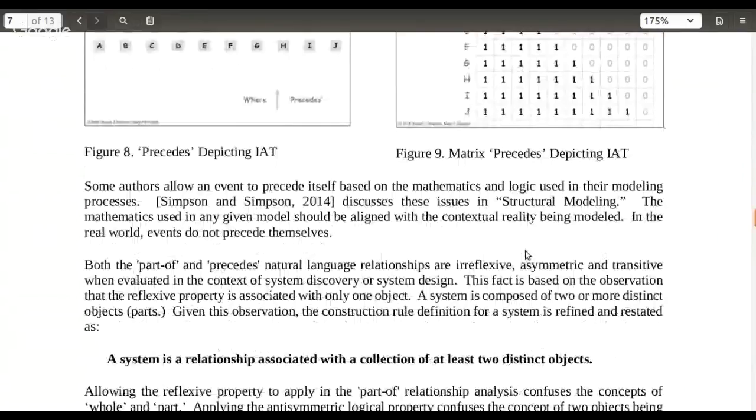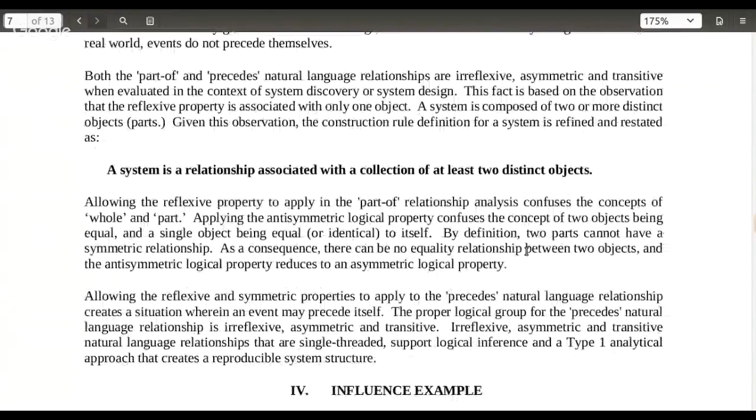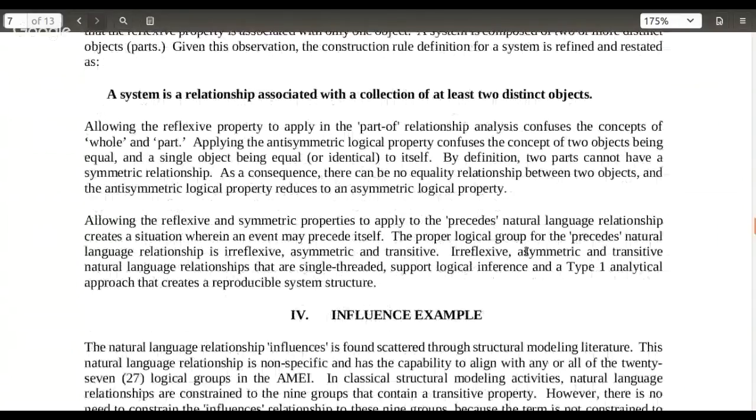So looking at this and thinking about it, we've again refined and restated the construction rule for a system: a system is a relationship associated with a collection of at least two distinct objects. So this helps us a little bit with dealing with the idea of reflexivity only being assigned to one object, and the idea of a part of, and with only one object, right? Or a part being the whole.